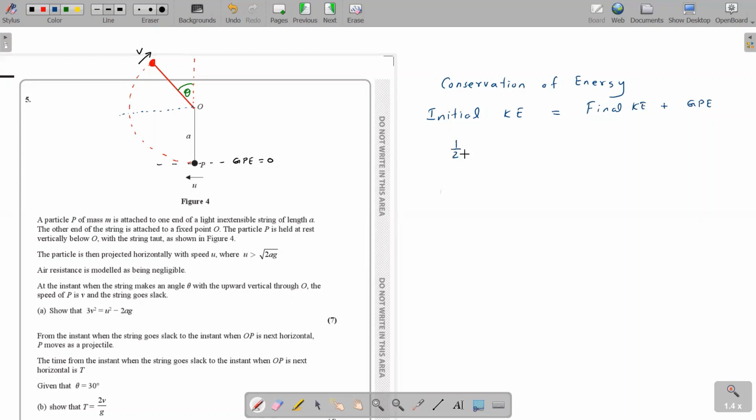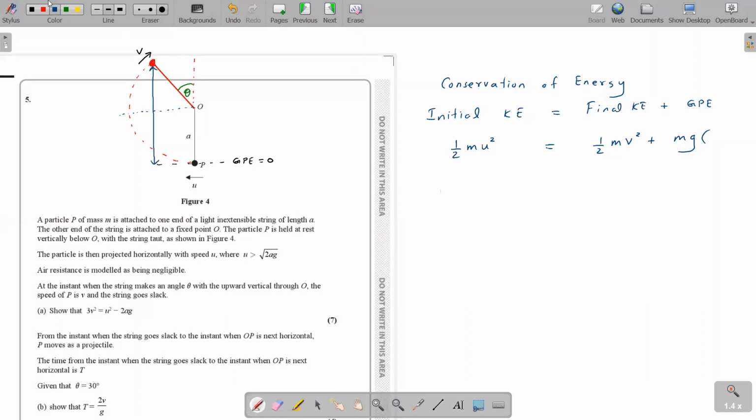So initial kinetic energy is half mu square. That's the only energy you have in the beginning. You're in the GP 0 level, so there's no GPE. Final kinetic energy half mv square plus GPE is mgh. What's the height here? What is the vertical height over here?